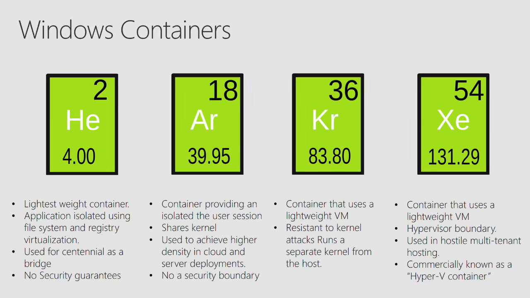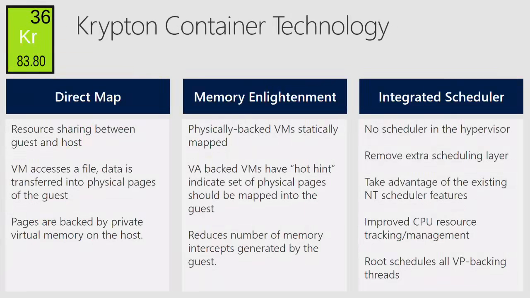The second 2 technologies are much closer. They're actually lightweight hypervisor-based virtualization technologies where resource sharing between the host is maximized, so you don't have the full cost of a VM that has to have physically backed memory and is opaque to the operating system. So it's a good balance between resource consumption and security. And so when we look closely at these, we selected Krypton technology as our container approach for Application Guard.